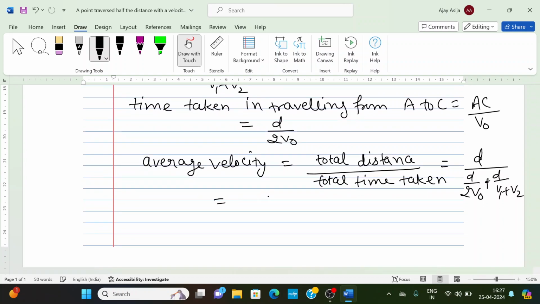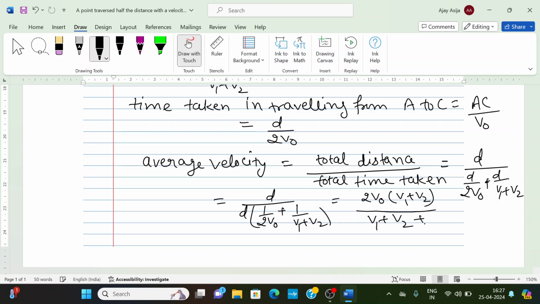On solving it, D will be taken outside from the denominator: 1 by 2 v0 plus 1 upon v1 plus v2. D will be cancelled out. On taking the LCM, 2v0 and v1 plus v2, this will be the LCM, and the numerator will be 2v0 plus v1 plus v2 and the denominator will be v1 plus v2 into 2v0 times... so this is the result for average velocity. Next problem we will solve in the next video. Thank you.